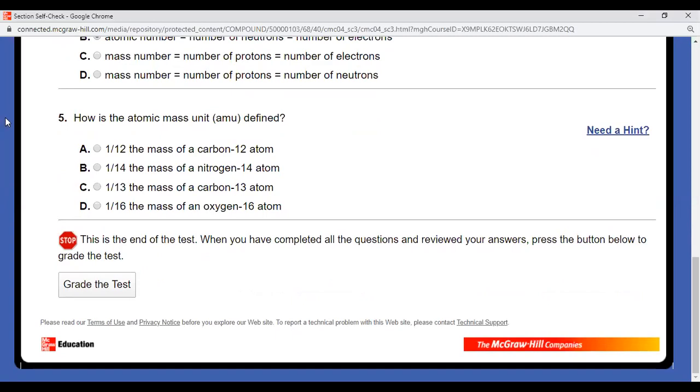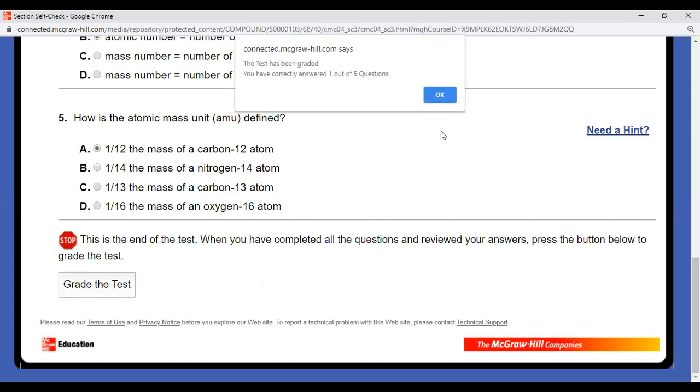How is the atomic mass unit AMU defined? C. I think that's wrong, mister. Yes, it's wrong. I want to change. To A, mister. Letter A. It's okay.